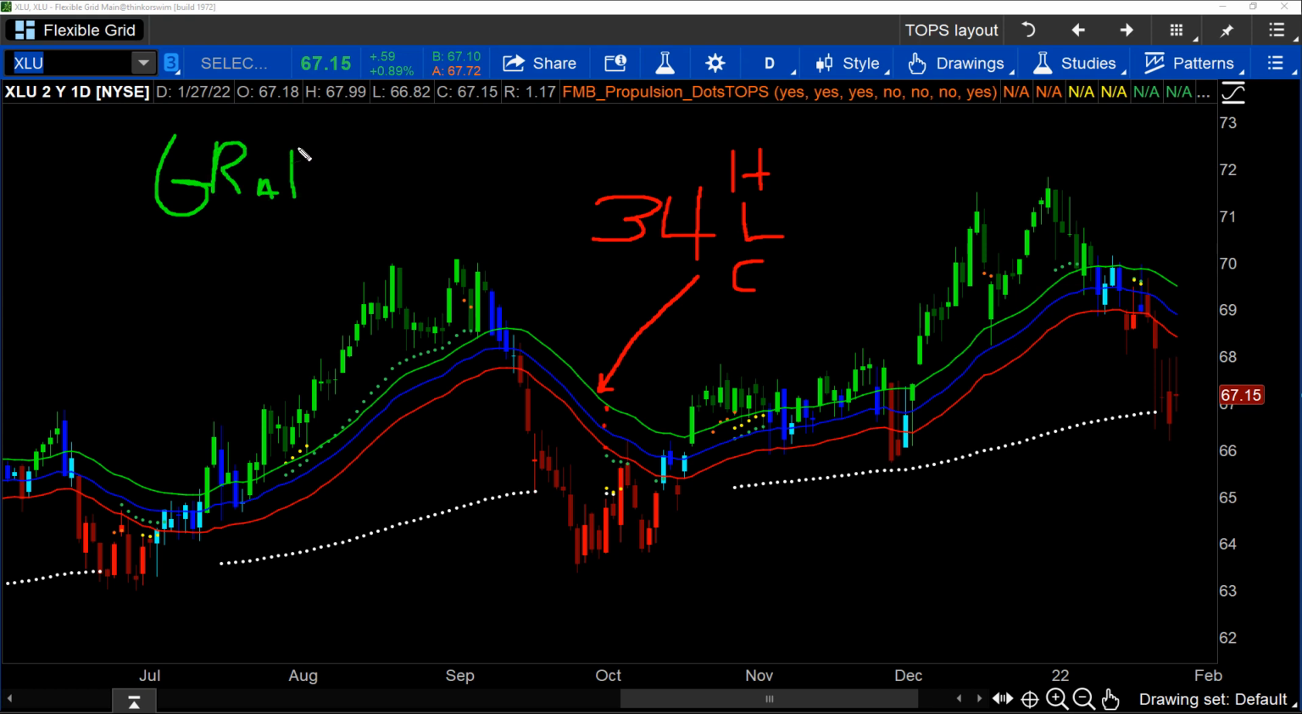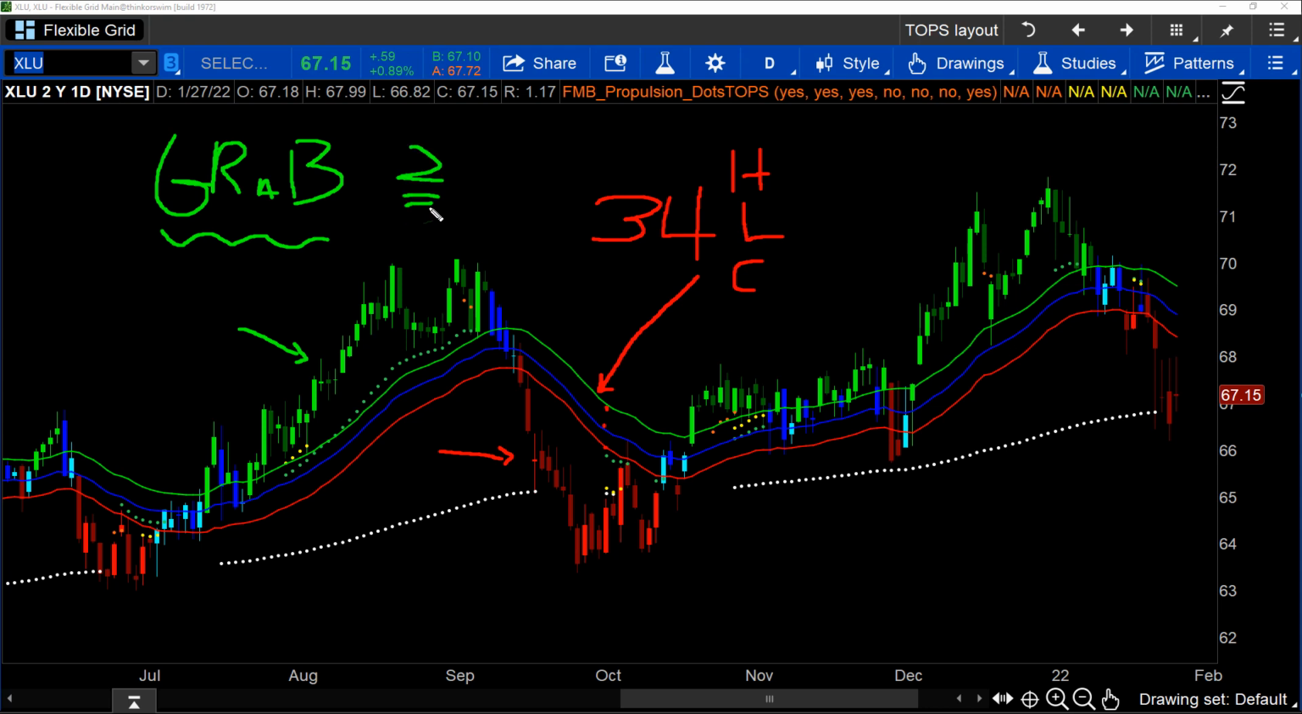The grab, G-R-A-B, simply stands for green, red, and blue. How's that for descriptive? The green is bullish. The red is bearish, and the blue is neutral.